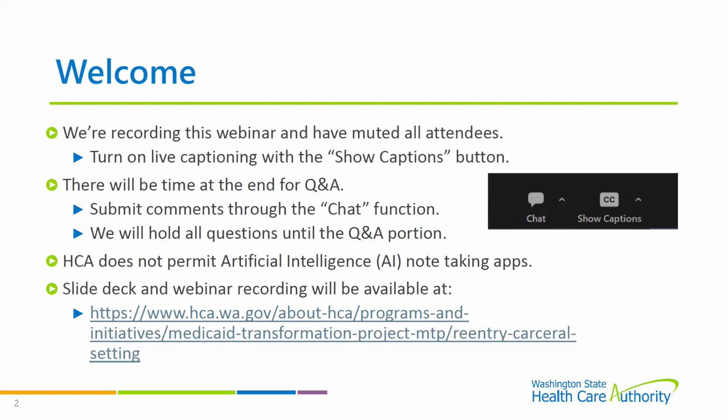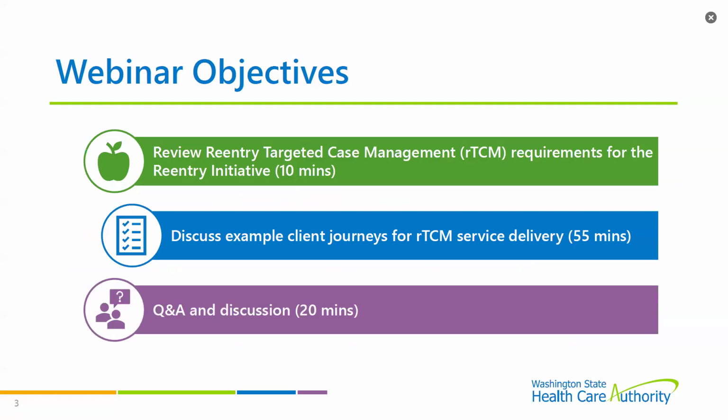Okay. All right, so we'll get started here. Next slide. So just some of our objectives that we're going to talk about today. We're going to review reentry targeted case management and what the requirements are for it. I'm going to try to touch on some of the common questions and common themes that we've seen so far as we have implemented and been working towards these cohort 1 facilities. We're going to discuss some example client journeys for rTCM delivery services, and keep in mind that these are examples that we have formulated to give you an idea of what this would look like in certain scenarios. And then we're going to answer questions along the way and afterwards as well.